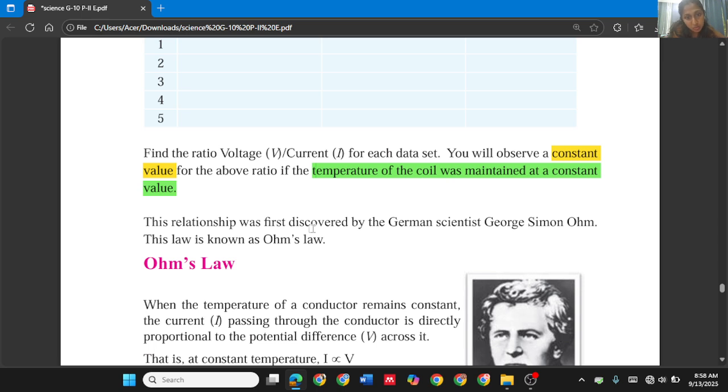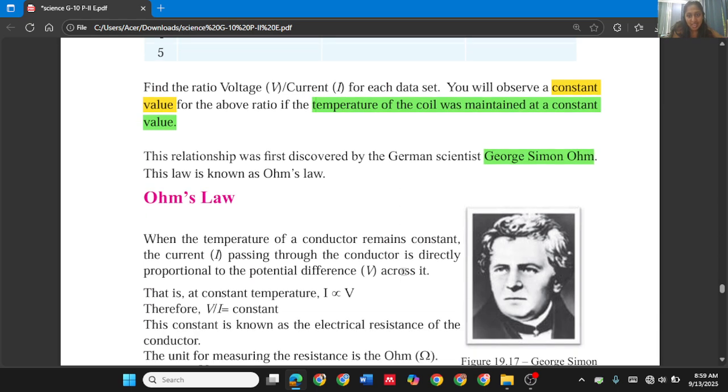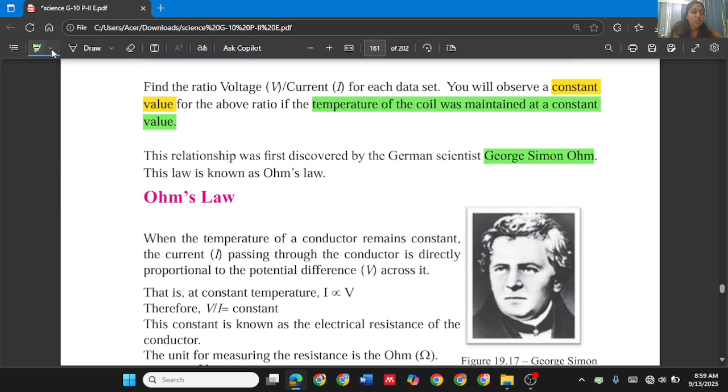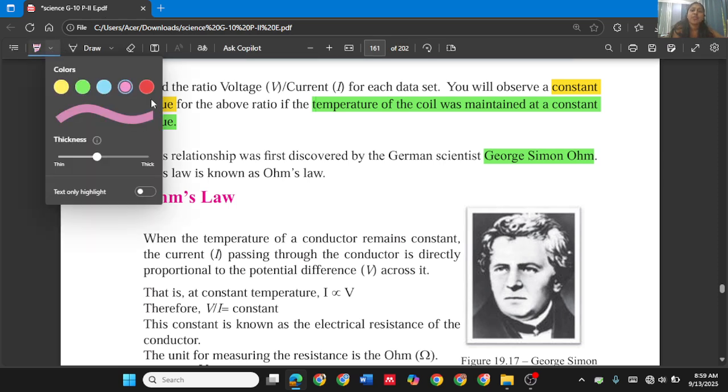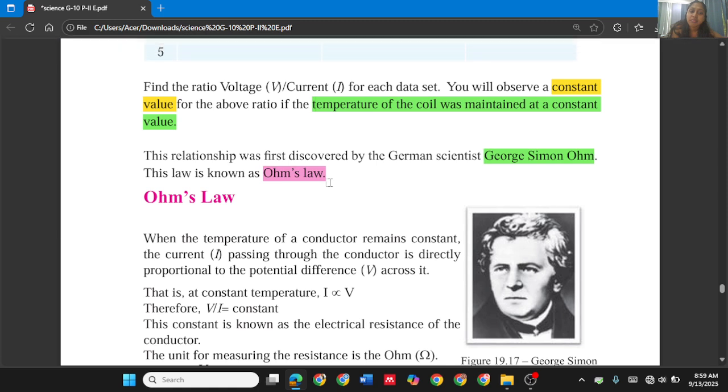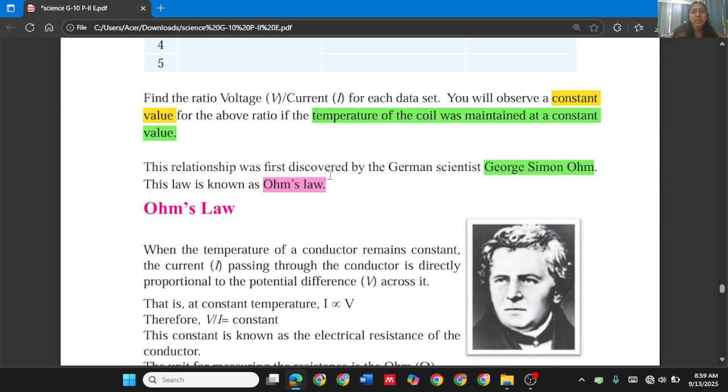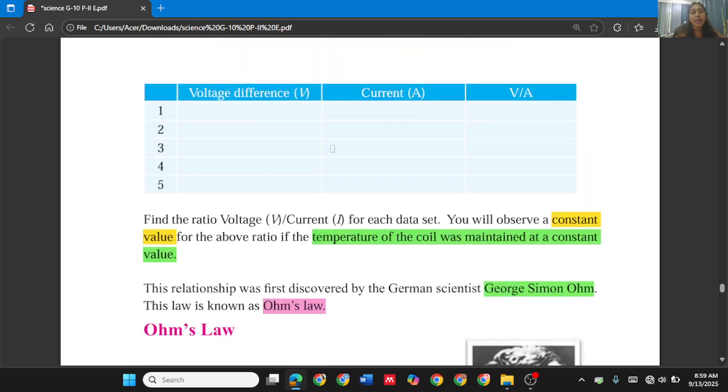The relationship was first discovered by the German scientist George Simon Ohm. Who discovered this? It is George Simon Ohm. This law is known as what? Ohm's law. So we find out that if we maintain the temperature of that nichrome coil at the same constant value, we get a constant value for the ratio of V over I.